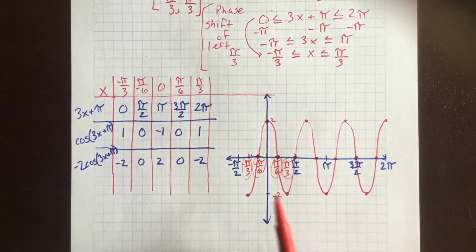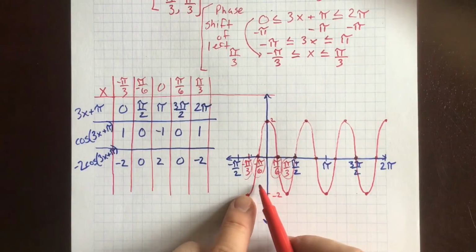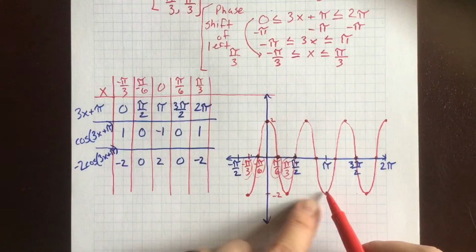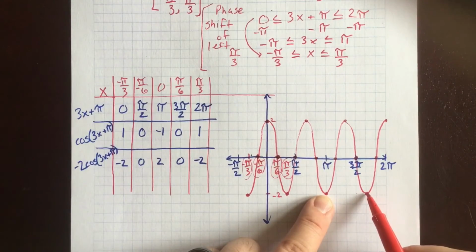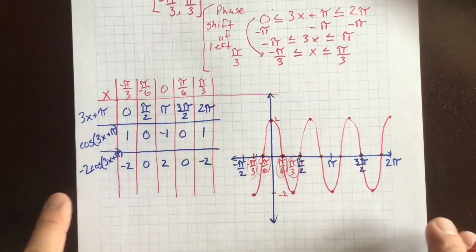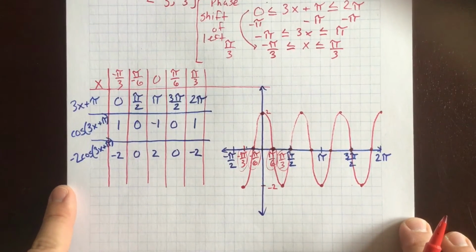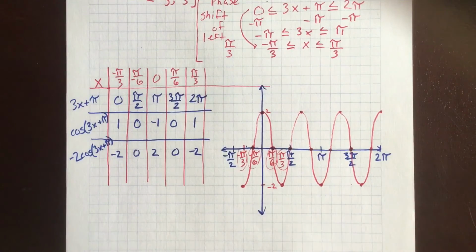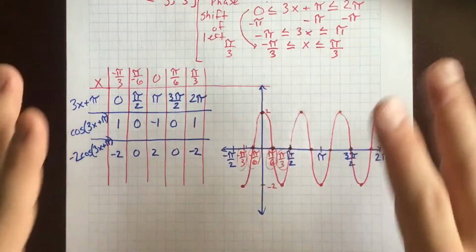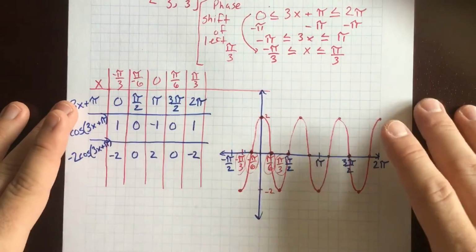Okay, so let's see, how many cycles do we get? 1, 2, 3 cycles in here, and it looks like 3.5. 3.5 cycles within this range. And one last example. So you've noticed within these examples so far that we've only been looking at horizontal shifts or phase shifts.